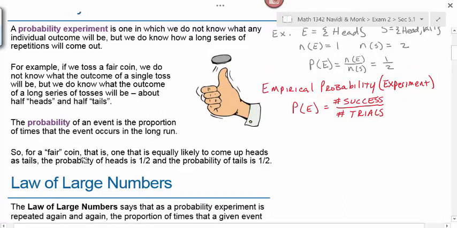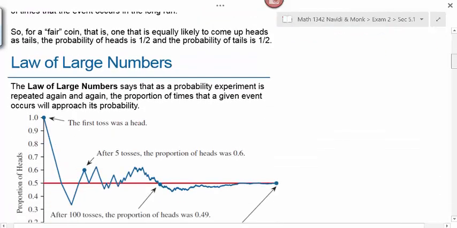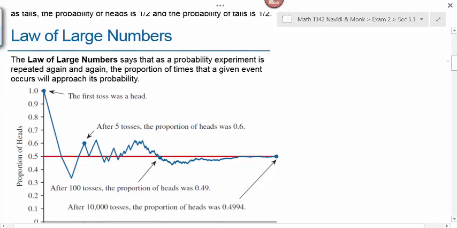The probability of an event is the proportion of times that that event occurs in the long run. So for a fair coin, that is, one that is equally likely to come up heads as tails, the probability of heads is 1/2, and the probability of tails is 1/2, because over time we expect half of our tosses to be heads, half to be tails. The reason we can expect that is by something called the law of large numbers. The law of large numbers basically says that as the number of trials gets larger and larger, then the empirical probability, the one that we got from doing the coin tosses, will approach the theoretical probability, what we expect just based on the number of elements in our events and the number of elements in the sample space.